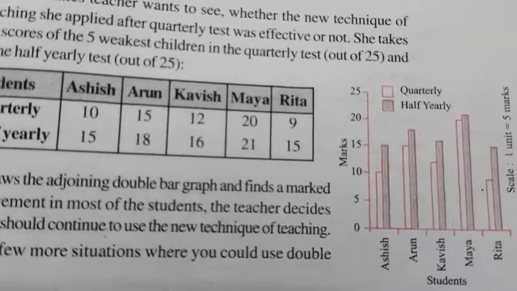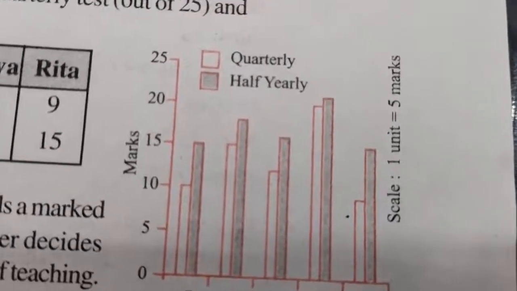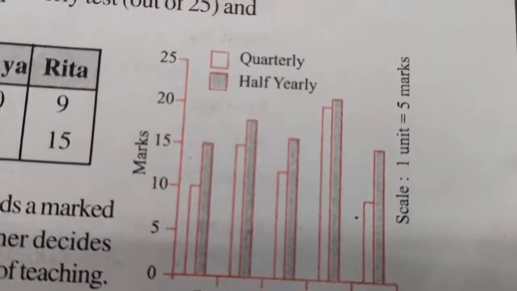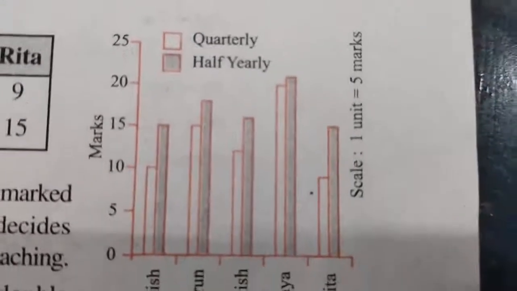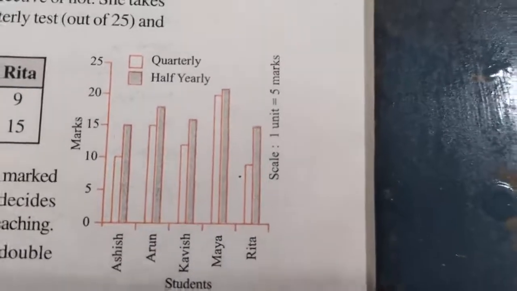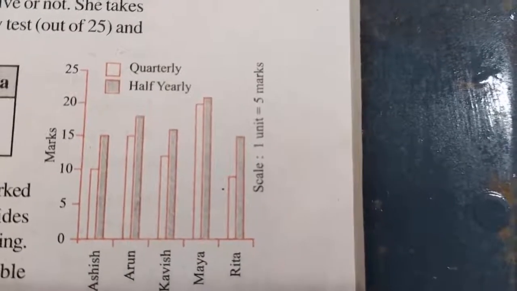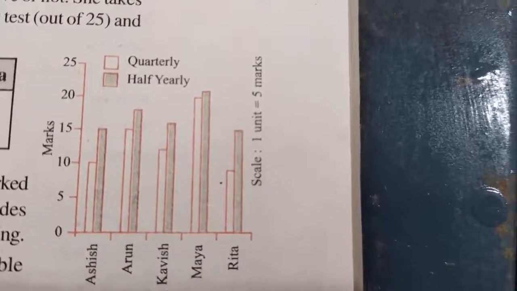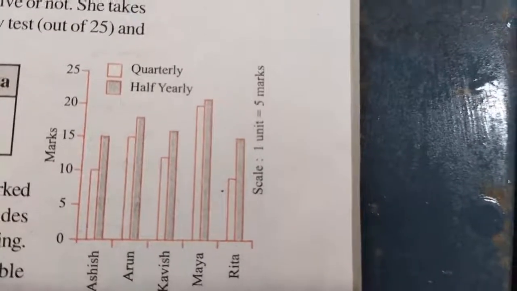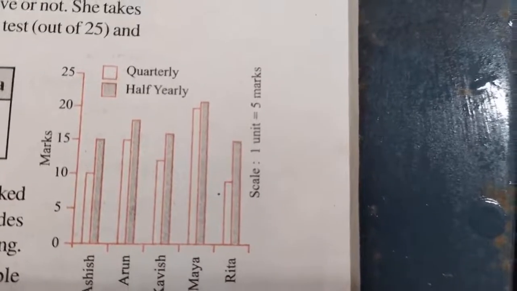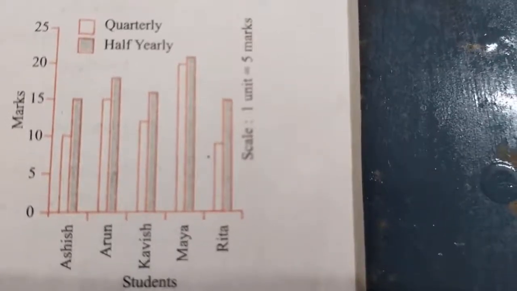Here you can see, while representing the double bar graph, there must be uniform width between the bars. The scale chosen on the y-axis for marks is 1 centimeter, 1 unit equal to 5 marks. On the x-axis we have chosen the student names: Ashish, Arun, Kavish, Maya, Rita. Half yearly marks were shaded, quarterly marks not shaded. See how to represent this double bar graph.